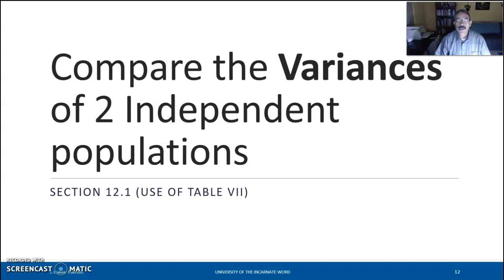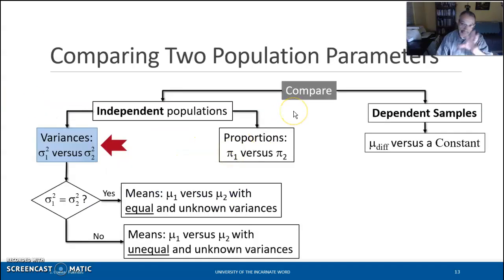This is part 2 of the Module 9 lecture, and this is the first part that focuses on comparing the variances of two independent populations. And in looking at the diagram that we saw in the first recording, in here we're going to compare two independent populations, but we want to compare their variances. So this is the first part that we're going to be looking at, comparing the variances of two independent populations.